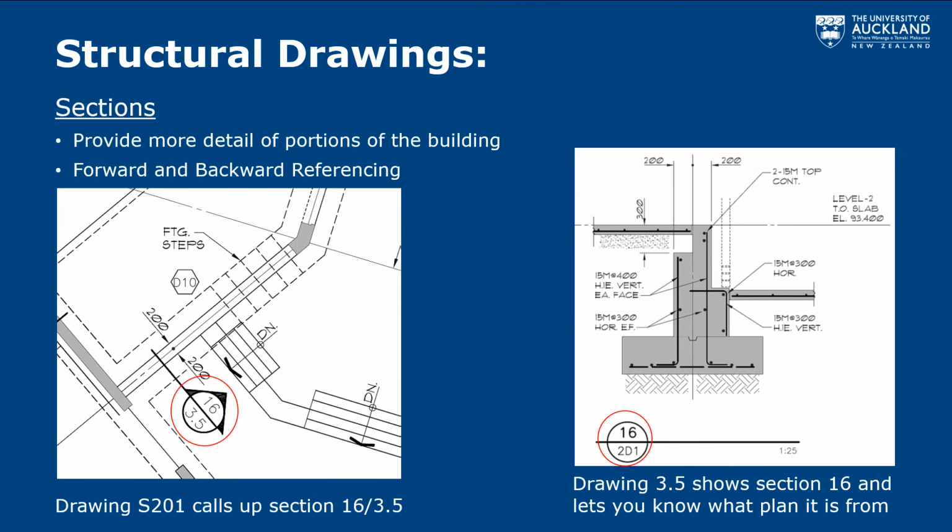So on the left, you can see that we're looking up at this foundation footing. So we're looking up and to the right, and it is going to be drawing number 16 on page 3.5. And so if we jumped over to the image on the right, this would be drawing page 3.5. You can see number 16 is what's circled, and then it references back that this section is on plan on page 2D1. And so you can just jump back and forth and back and forth.